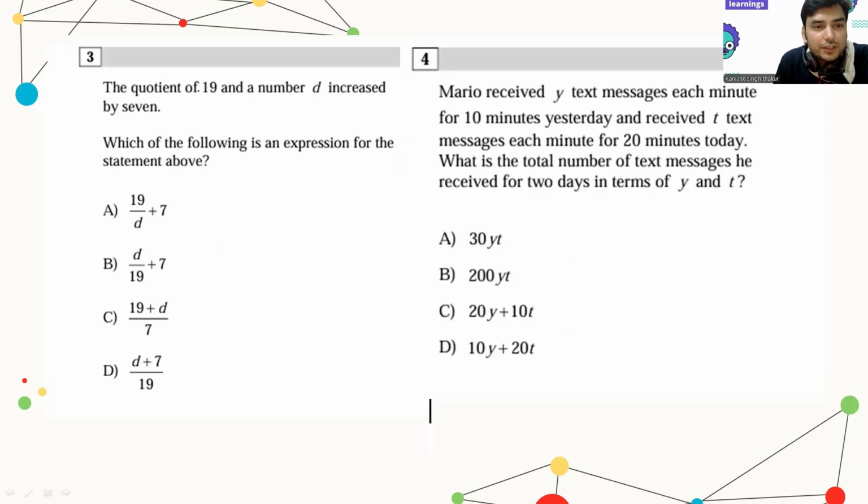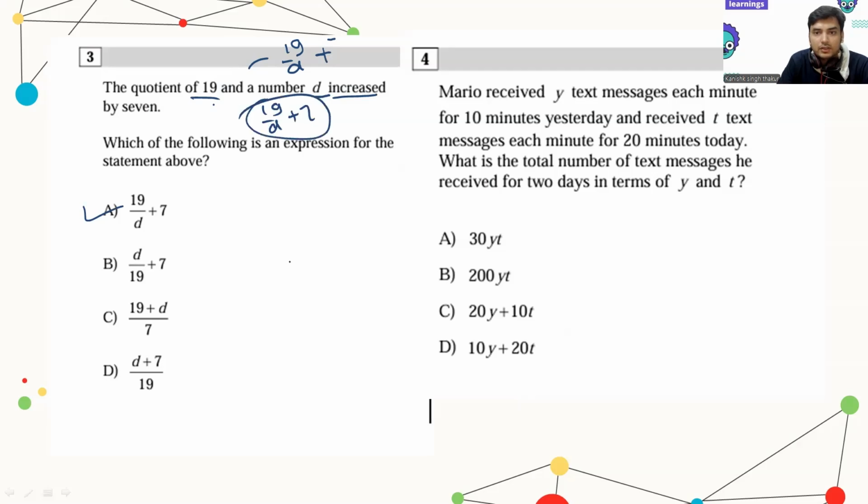Now, the quotient of 19 and a number d is decreased by 7. Quotient of 19 and a number d, so its quotient would be 19 over d. From this you have to increase 7. Sorry, I read it wrong, it says increase 7. So you have to increase 7 here. So it would be this option, right? 19 over d increased by 7.